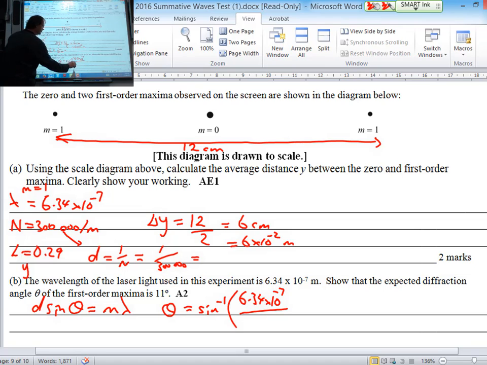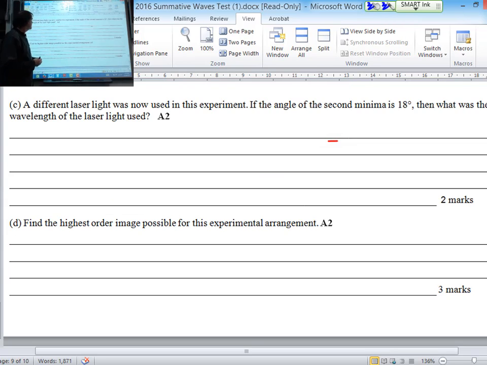Okay, and if that's 3.33 by 10 to the minus 6. So doing that, you'll get an angle. Now they're going to use a different laser light in this experiment. They're going to tell you the angle. So for the second minima, which is really weird, they normally take it as a maximum for diffraction grating because the minima is so big. But we'll go with this.